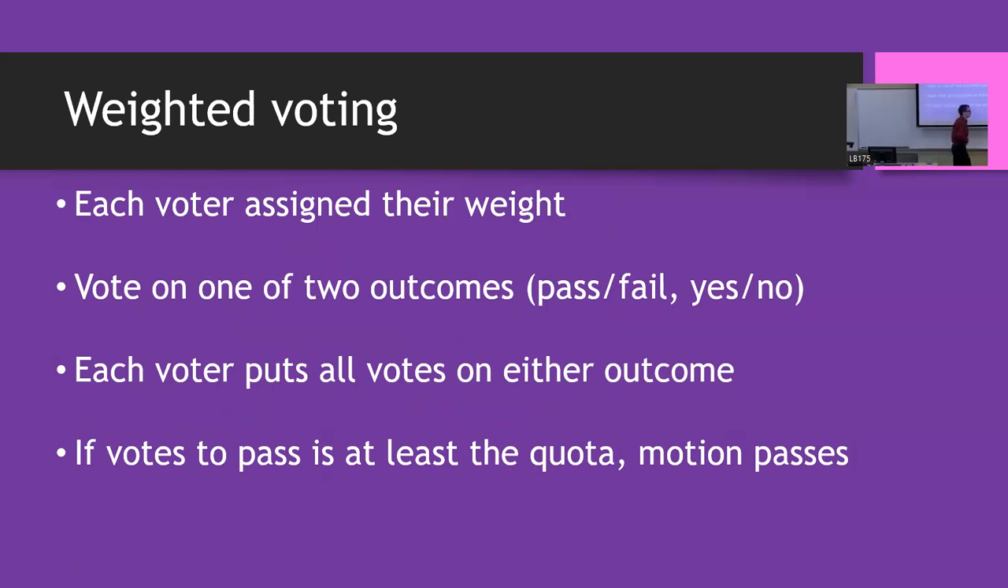So this is how it works. Each voter is assigned their weight, how many votes they get. They're gonna vote on one of two outcomes. They can either pass or fail a motion. Or they can say yes or no, right? Something like that. We're generally gonna be using the pass-fail notation here.